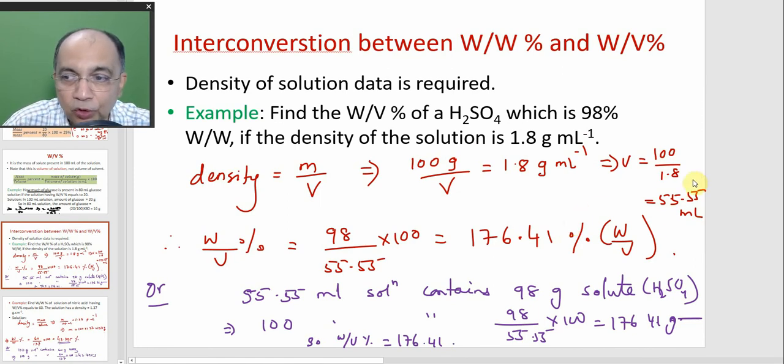So once we know the volume of the solution, then we can apply the formula method. W by V percent is the mass of the solute, that is 98 gram, by the volume of the solution, just now got it, this into 100. Because if 100 gram contains 98 gram, 55.55 ml contains 98 gram. Because 55.55 ml is the volume of 100 gram solution. That is why I told you to take mass is equal to 100 for our convenience.